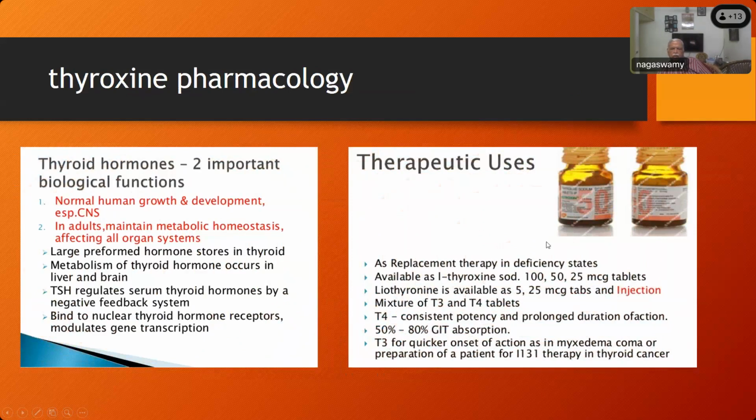For hypothyroid patients, this is the replacement: L-thyroxine, levothyroxine, is given. We have not discussed hypothyroidism. So remember, this is the substitute that is available in micrograms of 25, 50, and 100.